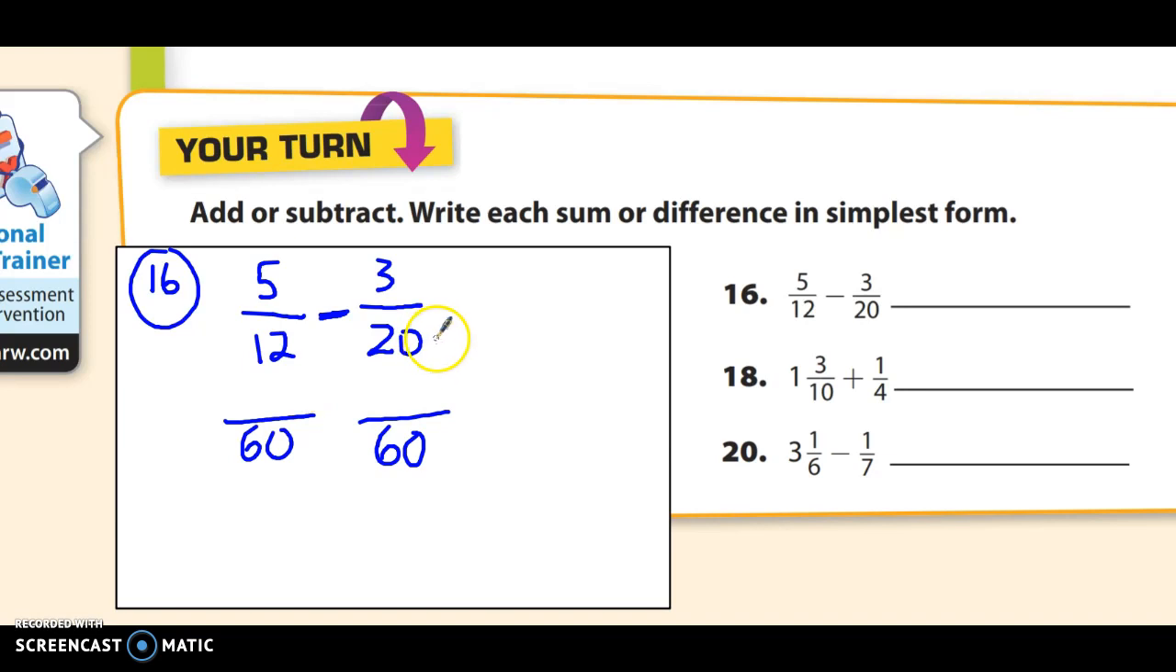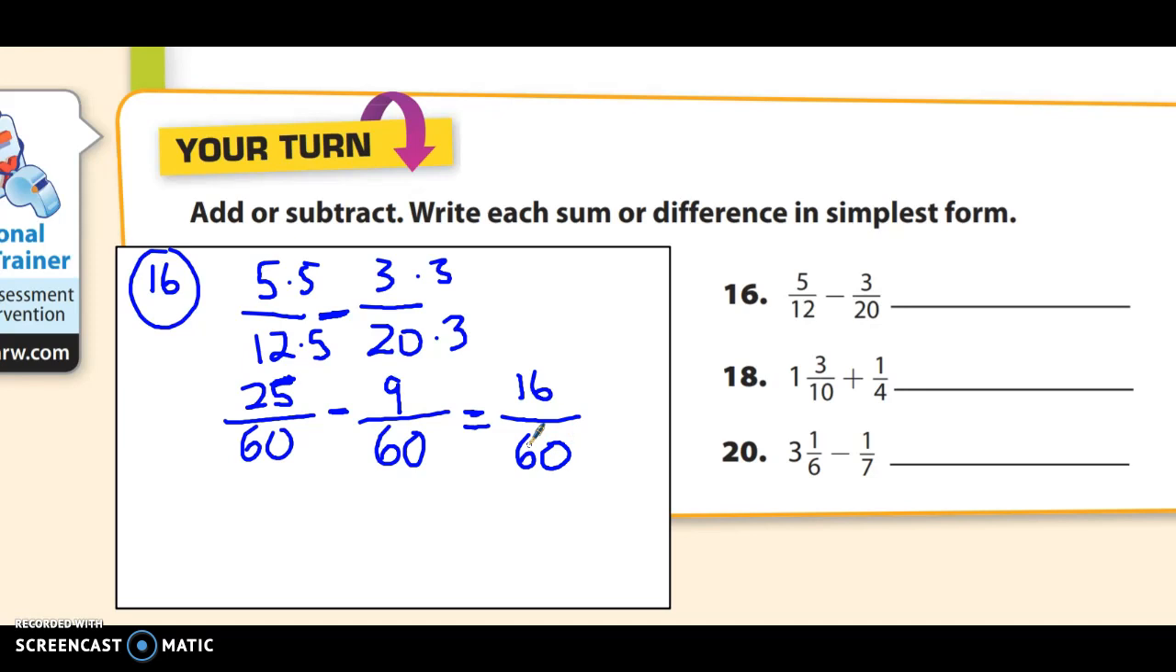How did I get from 20 to 60? I multiplied by 3. How do I get from 12 to 60? I multiply by 5. Now I multiply all of these by 3. 3 times 3 is 9/60. This is subtraction. I'm going to multiply 5 by 5 because I multiplied the denominator by 5. So I multiply the numerator by 5. And I get 25. And now I subtract. And I simply do 25 minus 9. 25 minus 9 is 16 over 60.